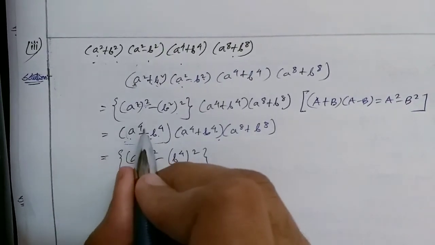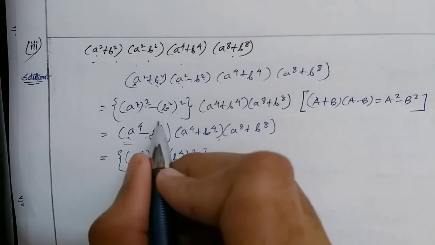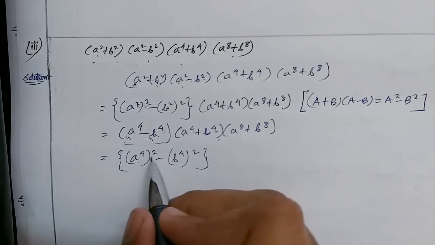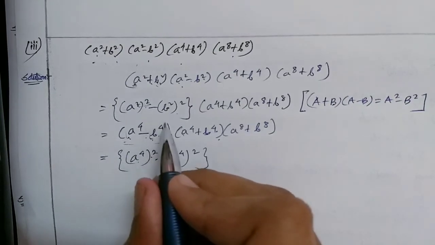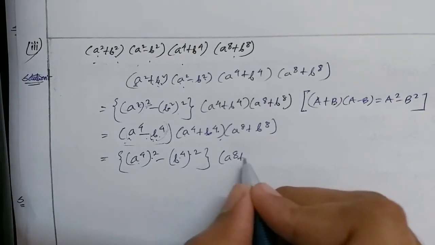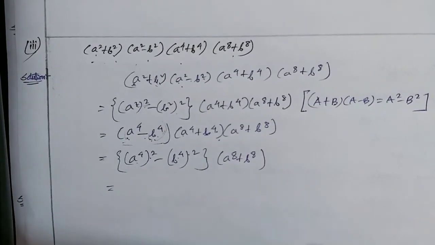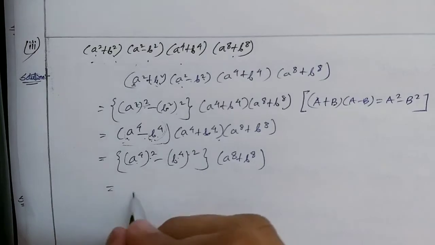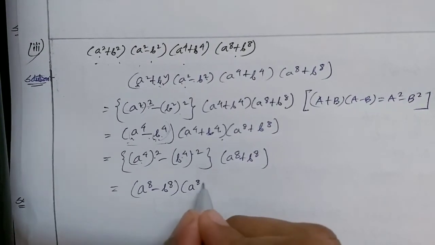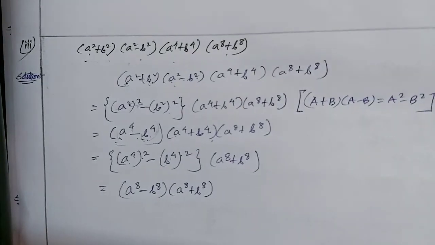Because this a to the power 4 as a whole behaves as an A and b to the power 4 as a whole behaves as a B, so therefore A square, that is (a to the power 4) whole square, minus B square, that is (b to the power 4) whole square. So therefore we are getting (a to the power 8 minus b to the power 8) into (a to the power 8 plus b to the power 8), right?